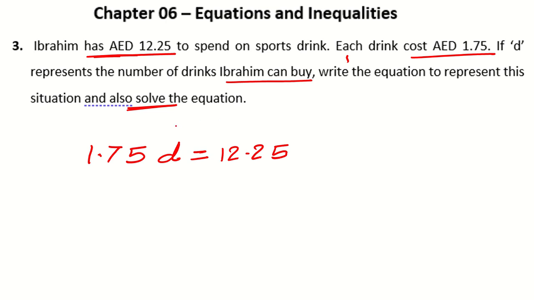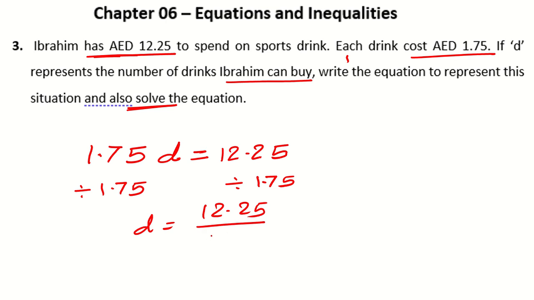And they say to solve the equation. So you will find the value of D also. Divide by 1.75 here, and here also divide by 1.75. So D will be equal to 12.25 over 1.75. Now I will tell you with this question how to divide also. I am sure you know this, but it is just a revision.